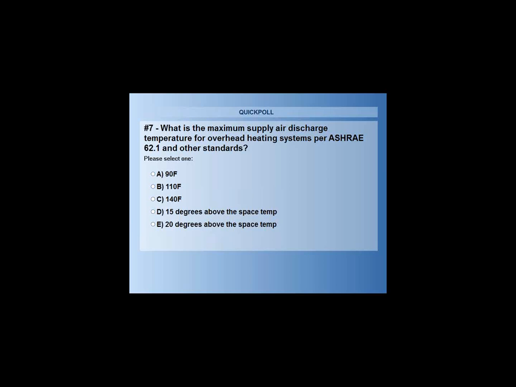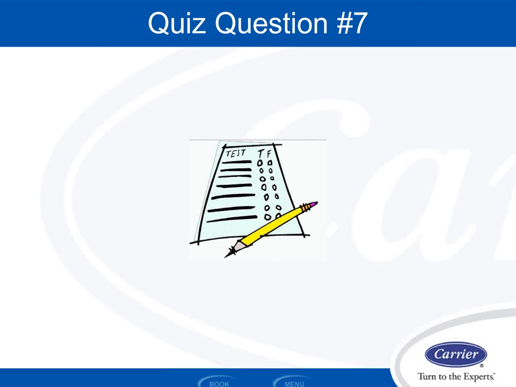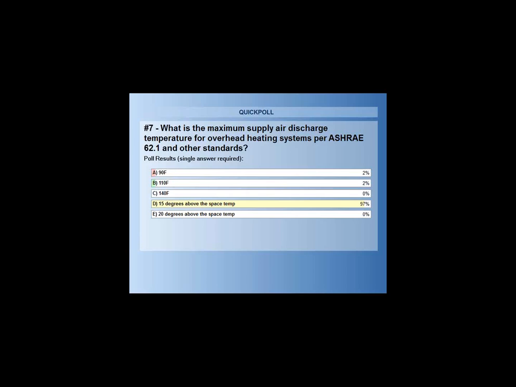All right, I'm closing this poll question because 90% of you voted. Sadly, 4% of the people actually got it wrong, even though I just went back and read the answer to you. But most of you obviously got it. It was 97% of you saying that 15 degrees above the space temperature is the limit per the ventilation code.